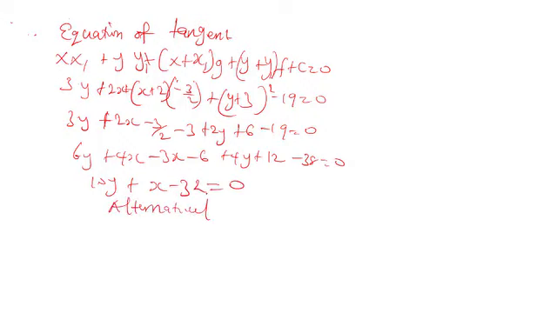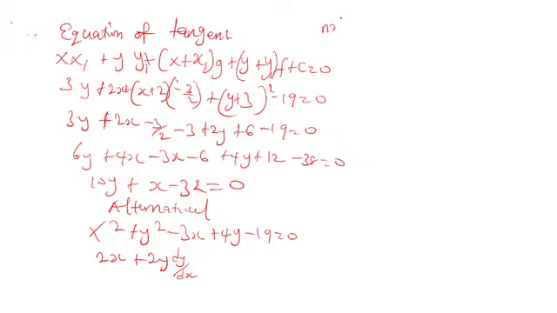Alternatively, we have x squared plus y squared minus 3x plus 4y minus 19 equals 0. So this becomes 2x plus 2y dy/dx. Remember our rule that says n x to the n minus 1. Dy/dx minus 3 plus 4 dy/dx.